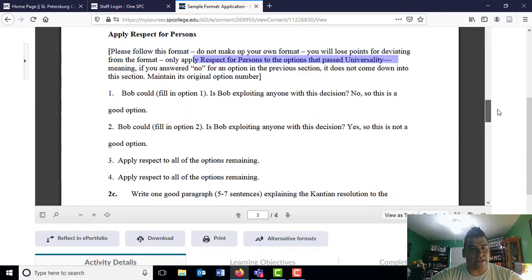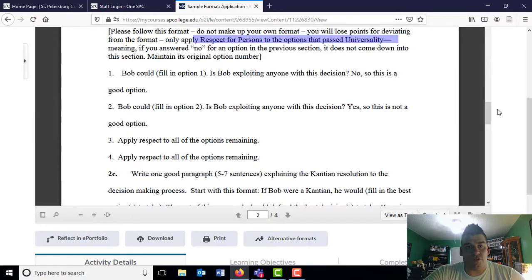All you're going to do is bring down the options, or option if it's just one, that applies, right? And I want you to keep that original numbering scheme. So if you eliminate number 1, I shouldn't see a number 1 down here, okay?